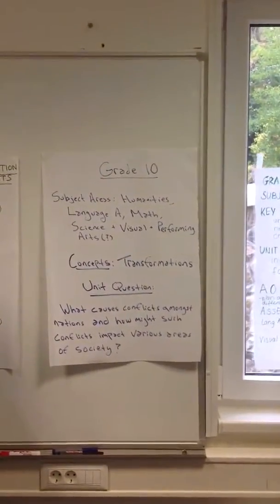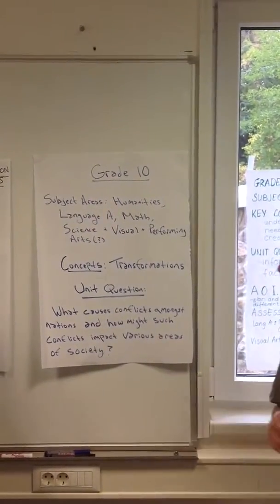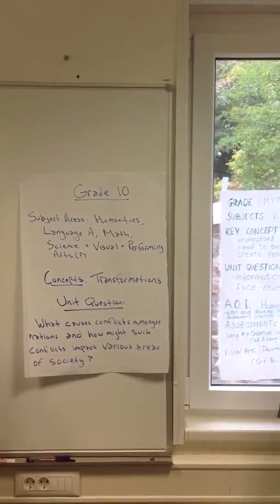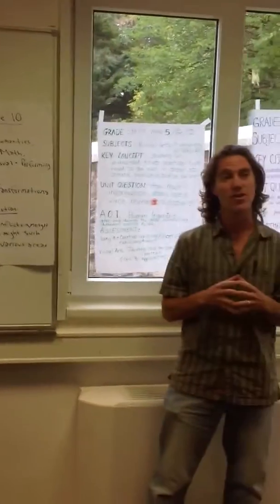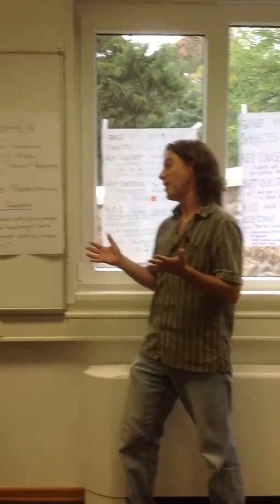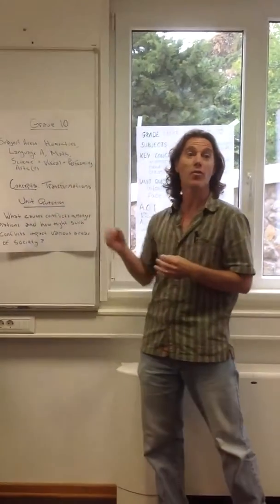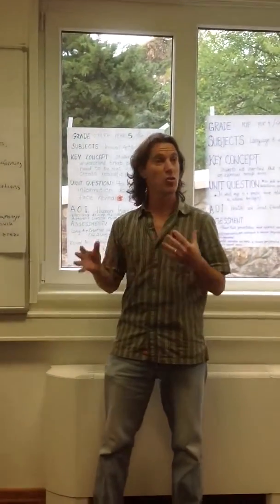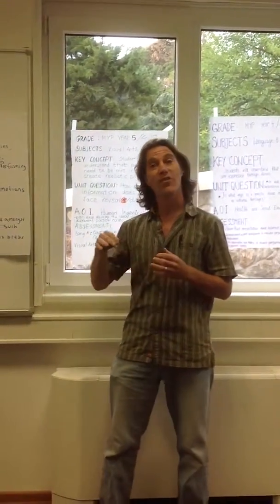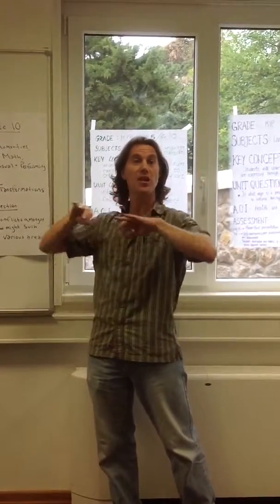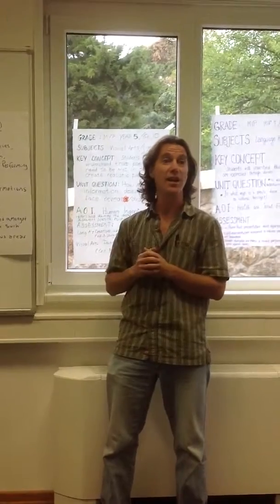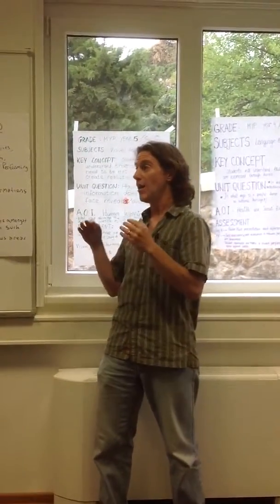The unit question is what causes conflicts amongst nations, and I'd probably add ideologies, and how might such conflicts impact various areas of society. To add on, this is going to revolve around the Cold War, and so historically, I as a humanities teacher will be covering the factors that lead to the Cold War and break societies apart, and what changes that causes historically, at least within the societies, increasing paranoia.